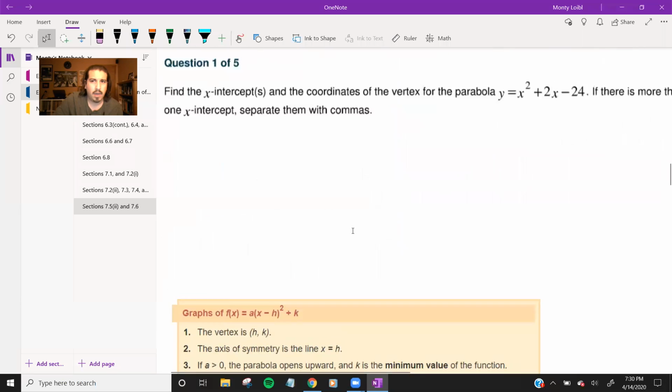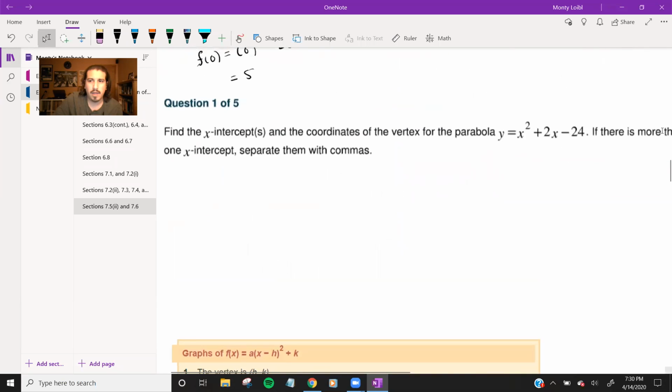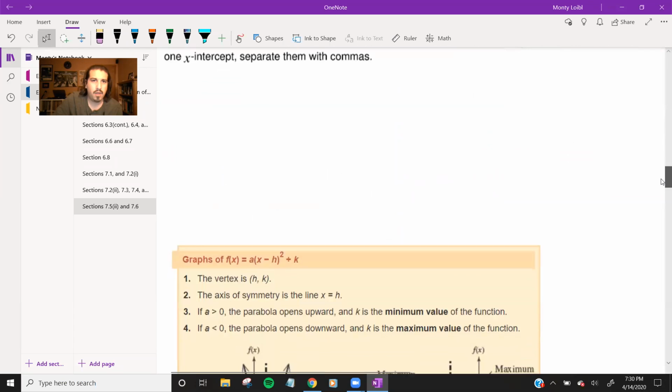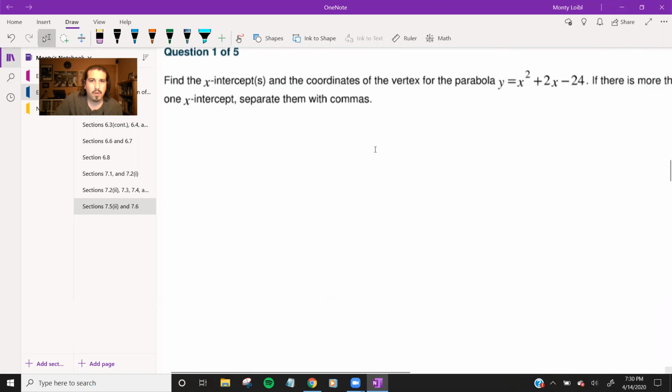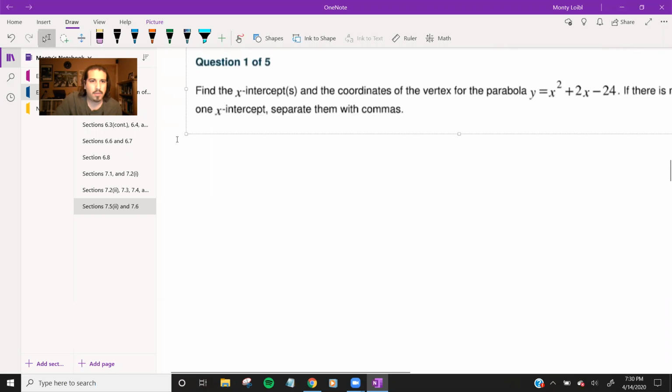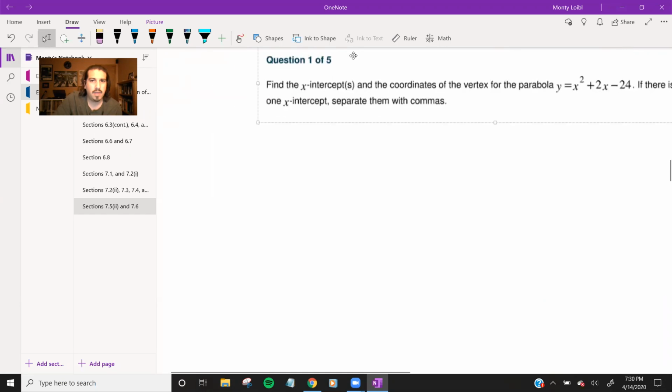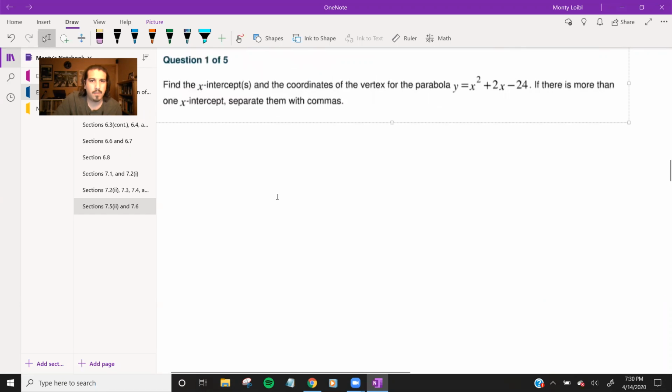Okay, well, this is what the daily work problem will look like. It's similar to the one up above. It's just worded differently and set up a little bit differently. Okay, it looks like I wrote this a little too large. So we want to find the x-intercepts, it looks like we only want the x-intercepts here, and the coordinates for the vertex of the parabola given by this equation here.